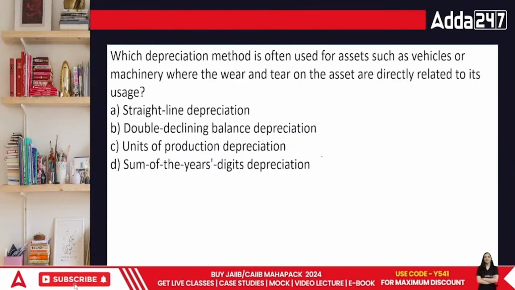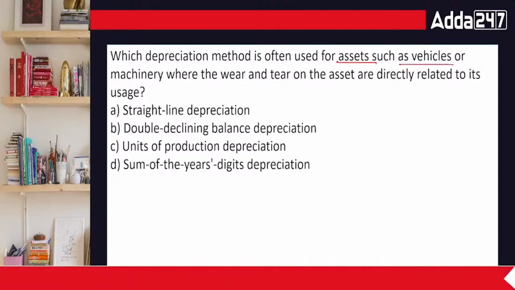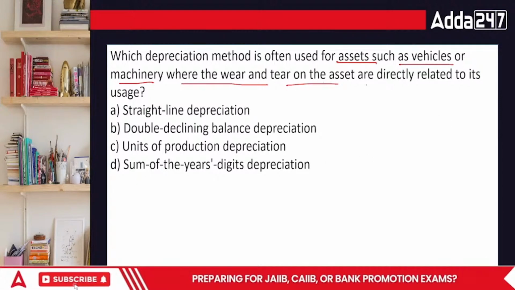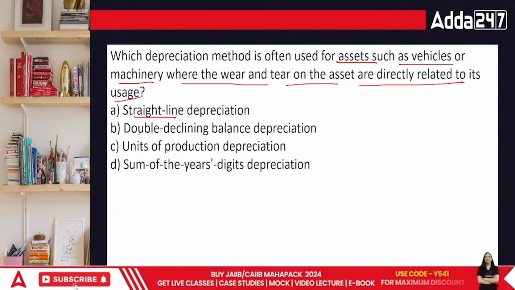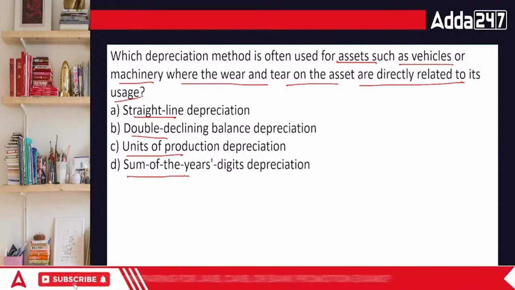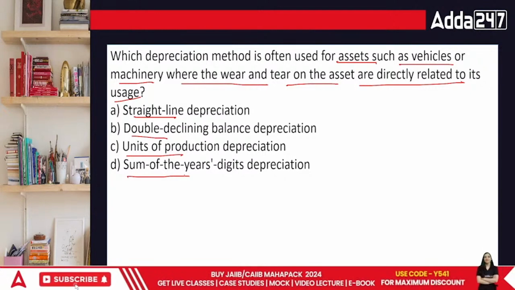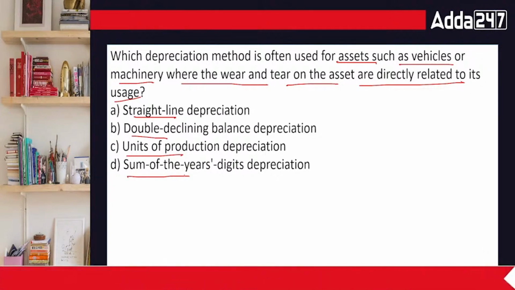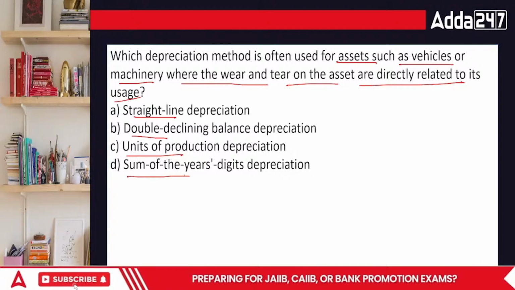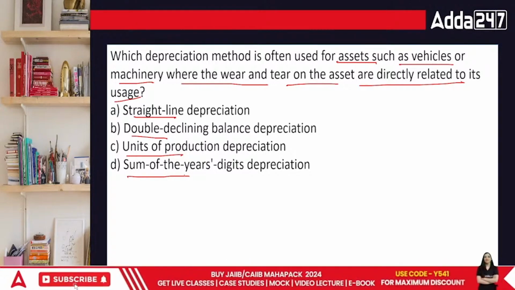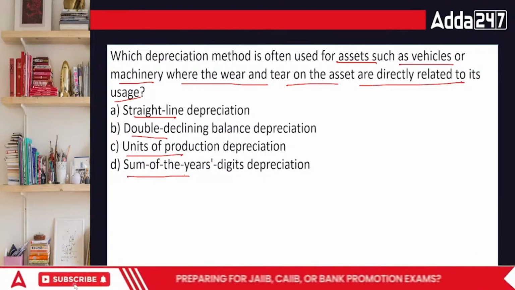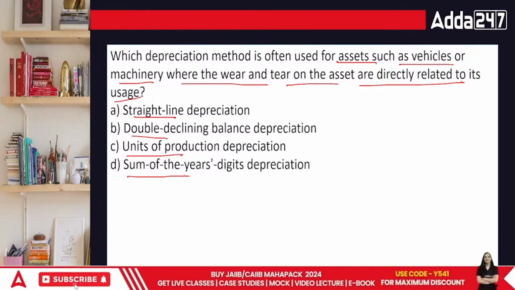Which depreciation method is often used for assets such as vehicles and machinery where the wear and tear of the assets are directly related to the extent of usage? Straight line, double declining, units of production, or sum of the digits. If I'm using things for commercial purposes, what happens? See, if I buy a car and I'm using it for personal use, you'll always find I'll be using it in a very elegant, slower manner. Obviously, I will not be using it in a very rough and tough, harsh manner. I'll be very soft towards it, right?